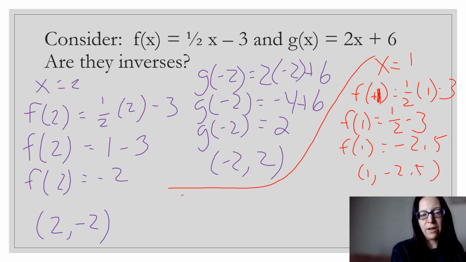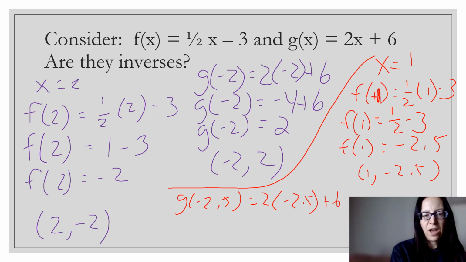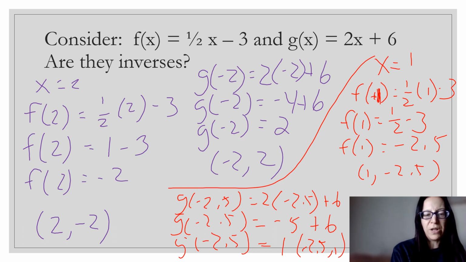And then, working in a horrible way here, we're going to plug the negative 2.5 in. 2 times negative 2.5 plus 6. Well, if you have $2.50 and you double it, you get $5. So that'll be negative 5, and then negative 5 plus 6 is positive 1. And so it does work, where you have negative 2.5 and 1, but notice how much yuckier the numbers are.